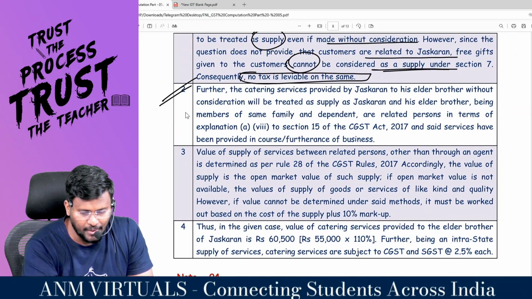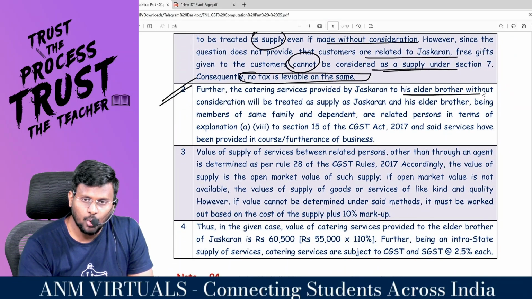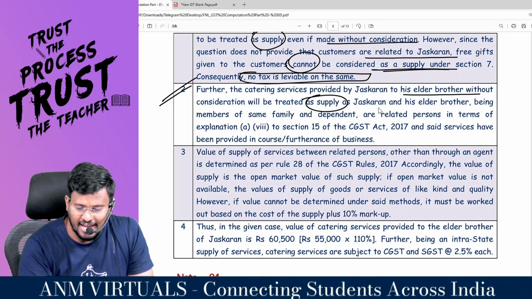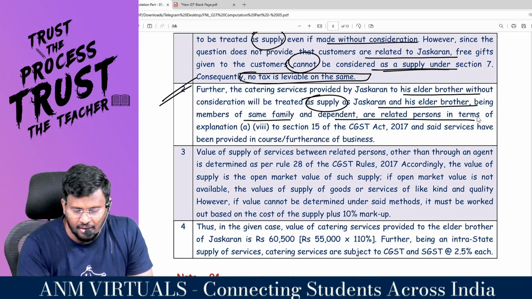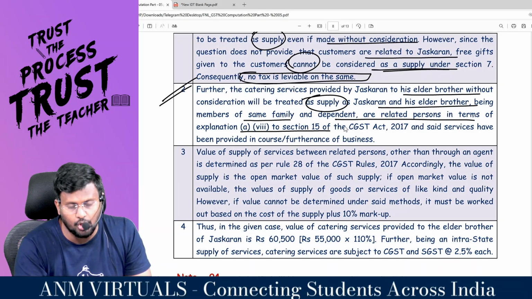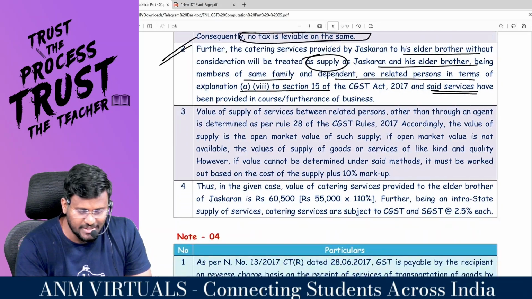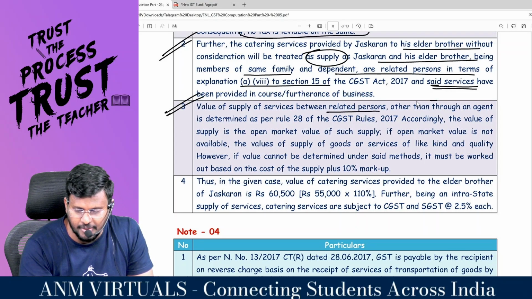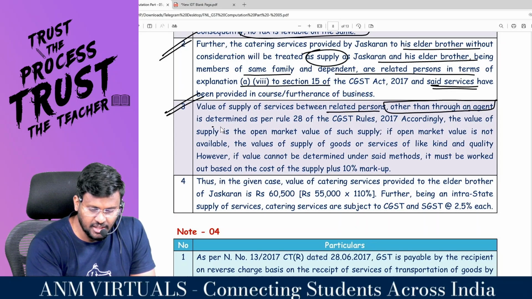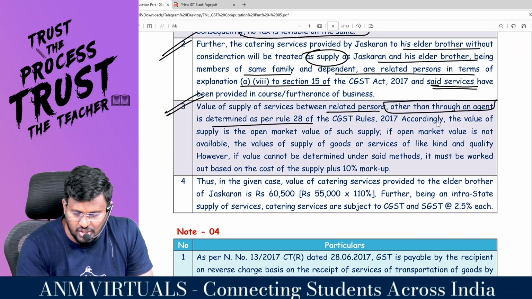Further, the catering services provided by J to his elder brother without consideration will be treated as supply, as J and his elder brother, being members of the same family and dependent, are related in terms of the explanation to section 15 of the CGST Act, and said service has been provided in the course or furtherance of business. Value of supply of service between related persons other than through an agent is determined as per rule 28 of the CGST Rules.